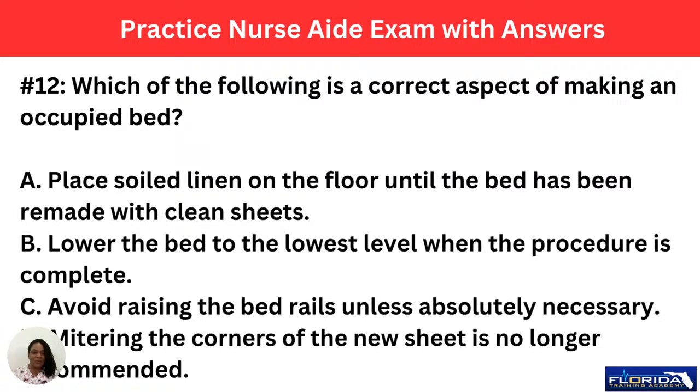I hope you're doing well with this test. We're on number 12. Which of the following is a correct aspect of making an occupied bed? A bed with someone in it. A, place soiled linen on the floor until the bed has been remade with clean sheets. B, lower the bed to the lowest level when the procedure is complete. C, avoid raising the bed rails unless absolutely necessary. D, mitering or making those hospital corners of the new sheet is no longer recommended. So when you're making an occupied bed, which one is the correct response?